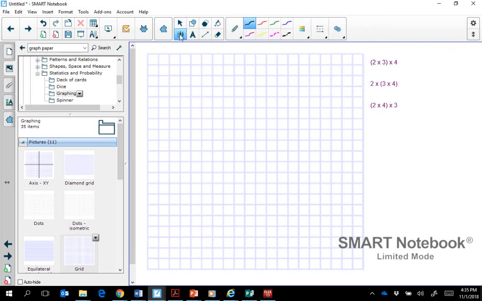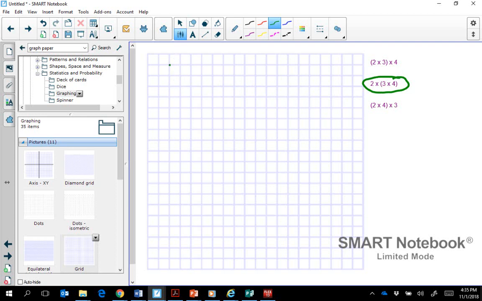So I'm going to use my pen to help draw. Let's see, let's use green. Alright, so I'm going to do this one. Okay, I want to draw my 3 groups of 4 2 times. So it's kind of like an array, but I'm going to use my area model.